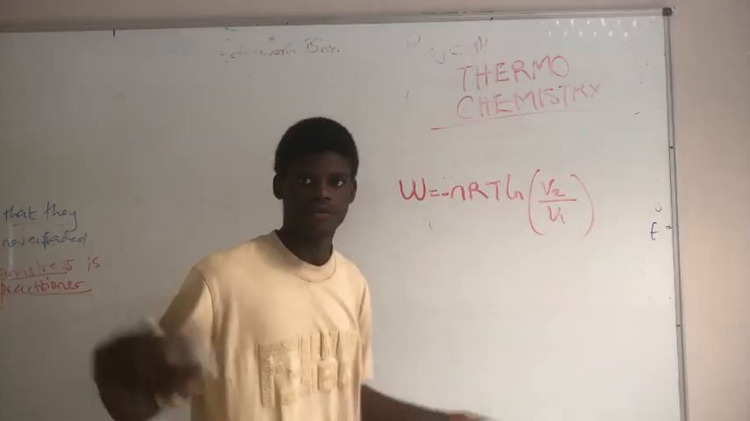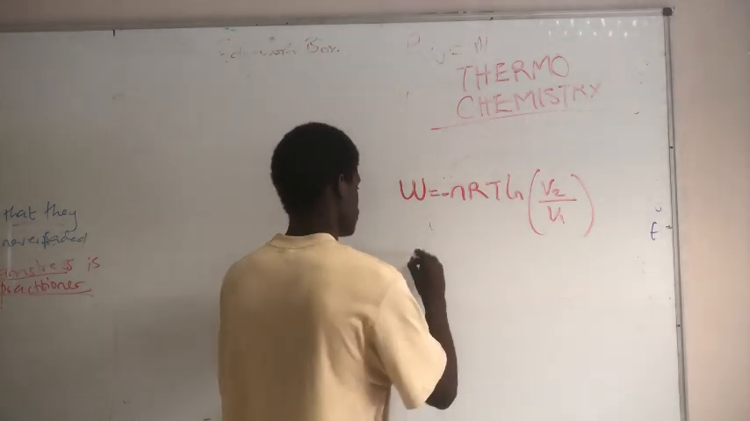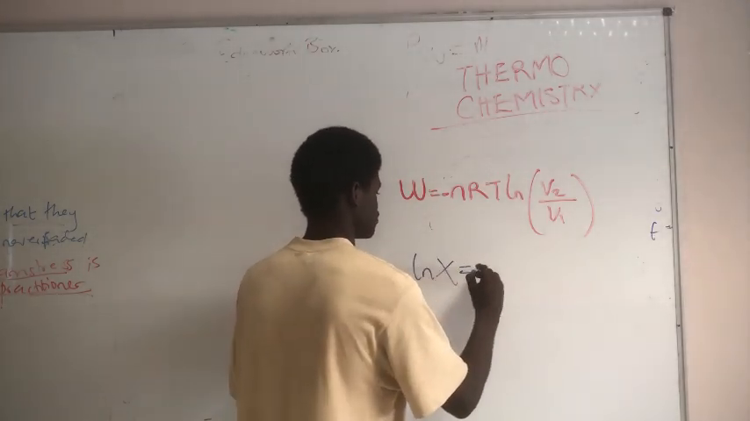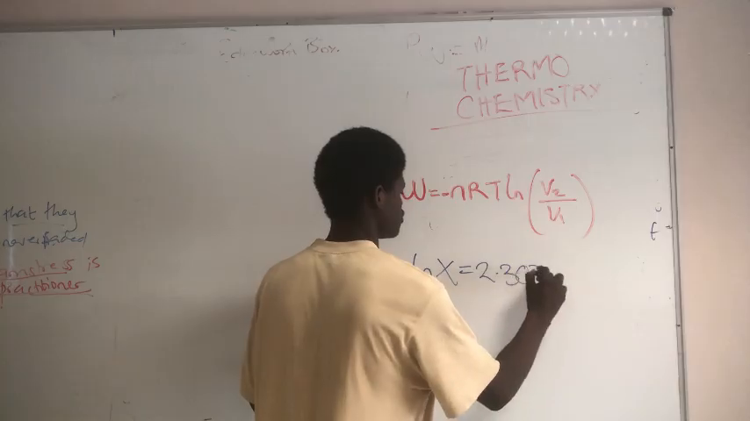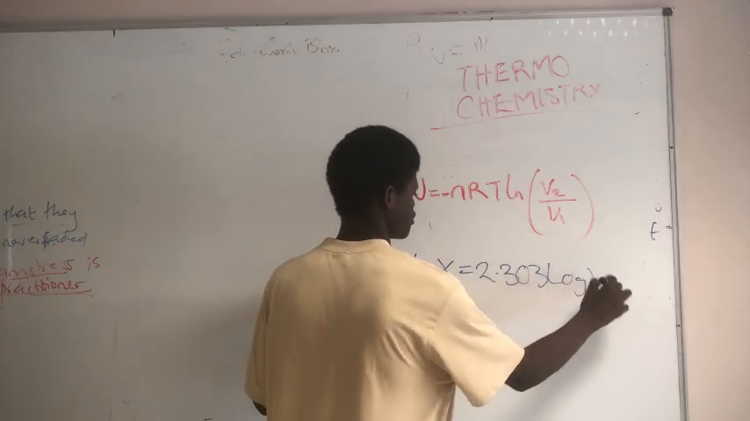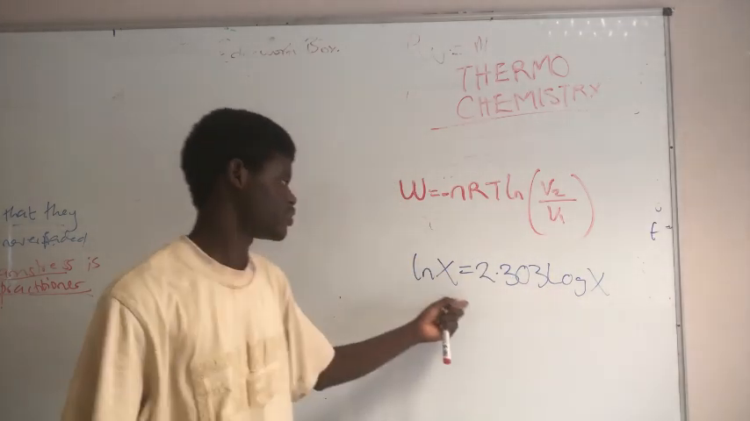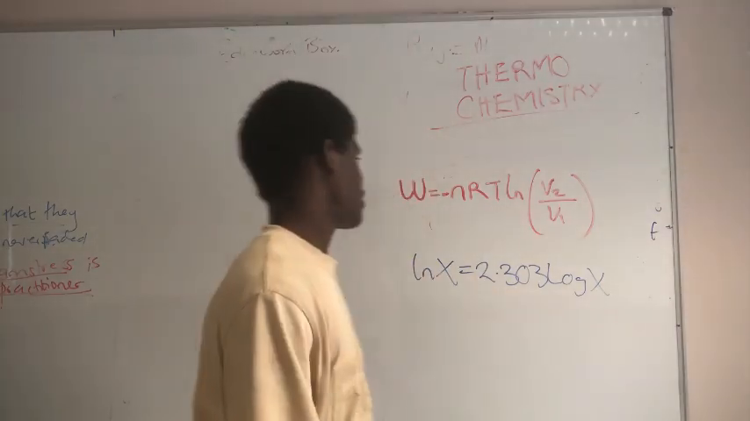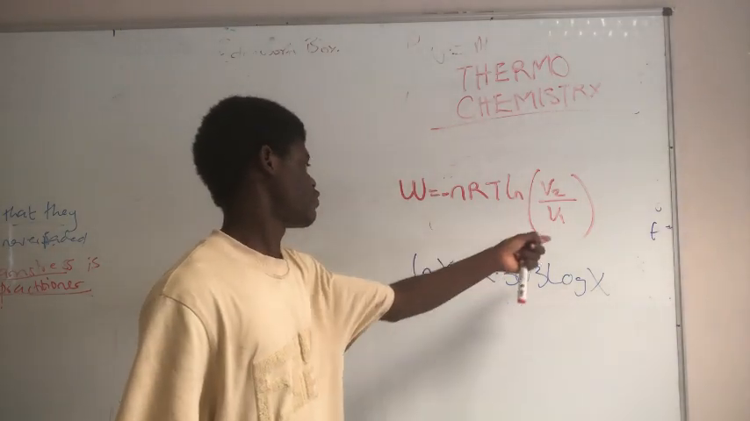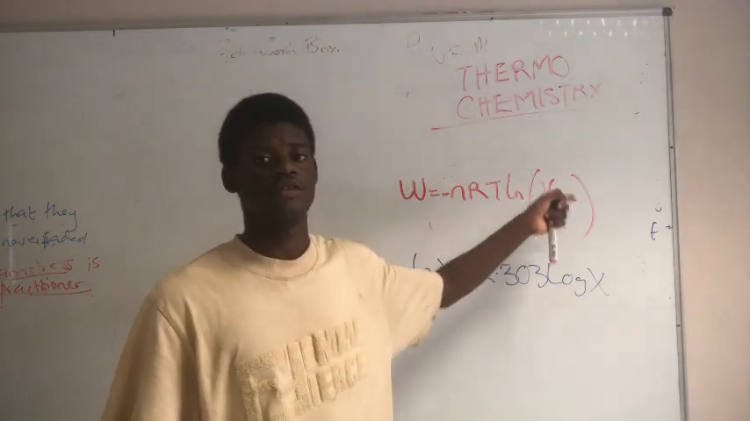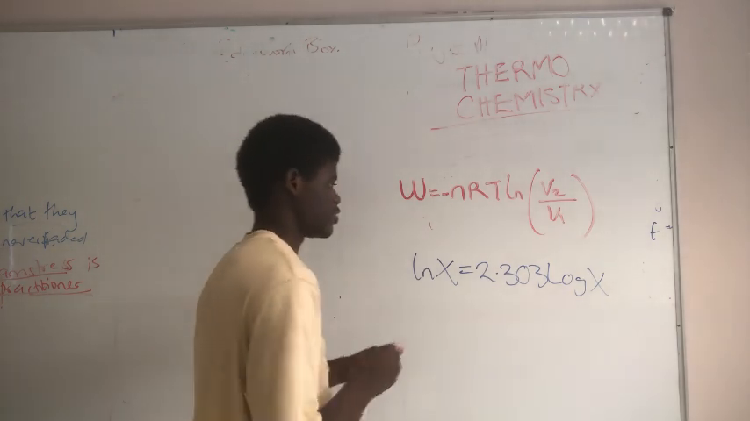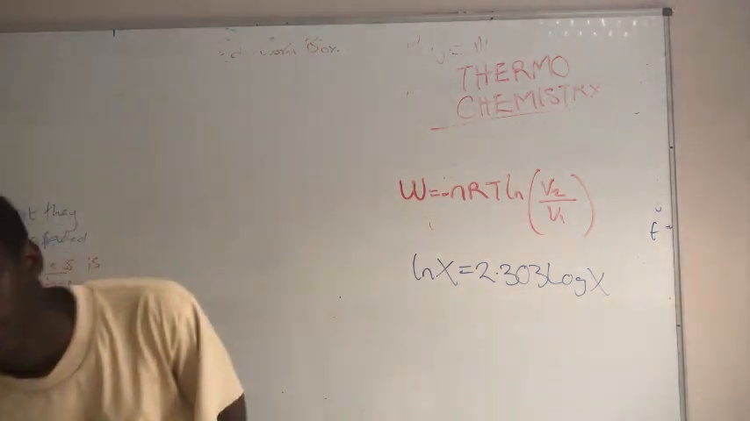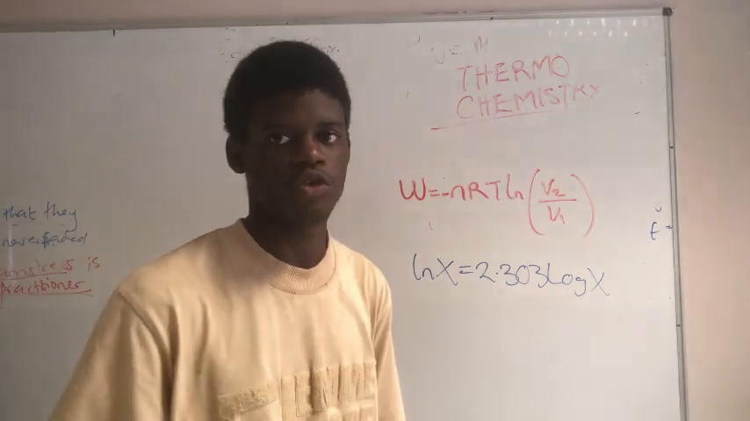And you should also know this, just put this at the back of your mind. It can be used in chemistry, physics, mathematics, anywhere. Ln x is 2.303 log x. So instead of writing ln V2 over V1, I can just write 2.303 log V2 over V1, but you can just use ln because natural log is present on your calculator and you are free to use your calculators.